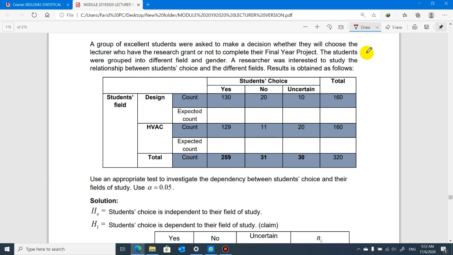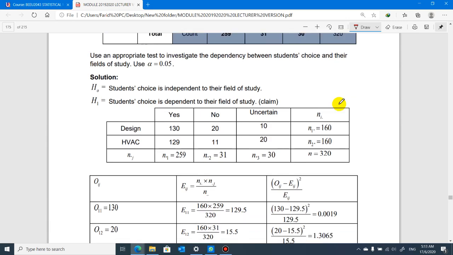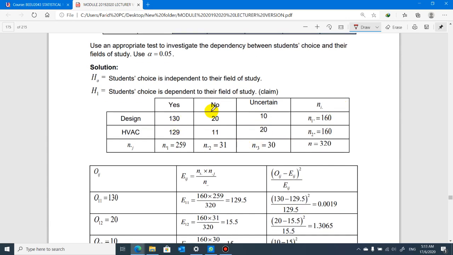Okay, so ada design, hatchback, student choice. So dalam table ni dia dah bagi count, observed, expected. Total pun dia bagi 130, 20, 10, 160. So first of all, H0 and H1. H0: the choice is independent to their field of study. So independent, atas ni, bawah sini adalah dependent. So Y and X are independent, Y and X adalah dependent.